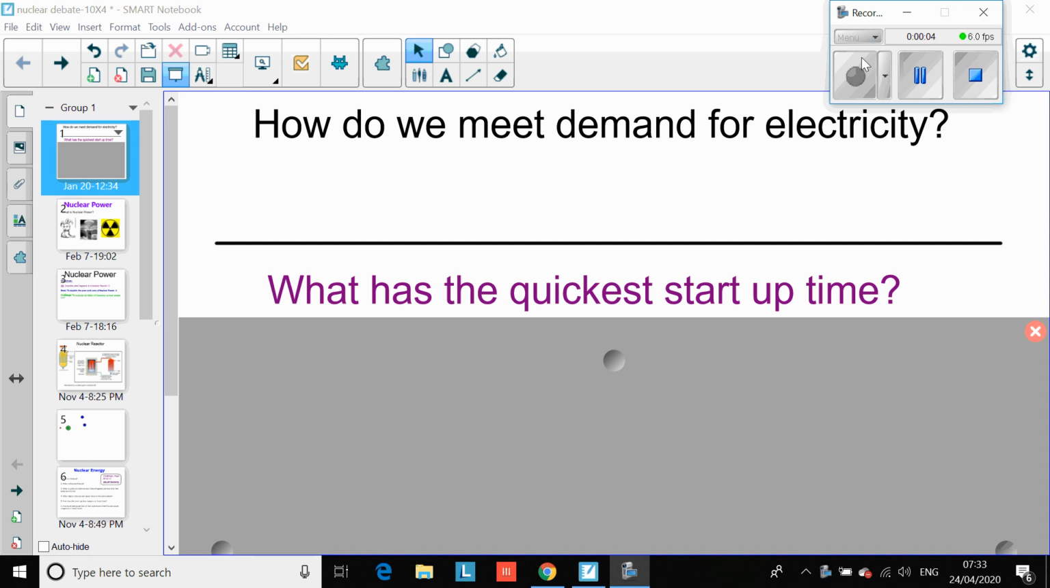So what we're going to look at today is nuclear power. But last lesson, just to remind you, we looked at all the different kinds of renewable energy sources there are out there. So basically the ways that we can generate electricity from renewables.